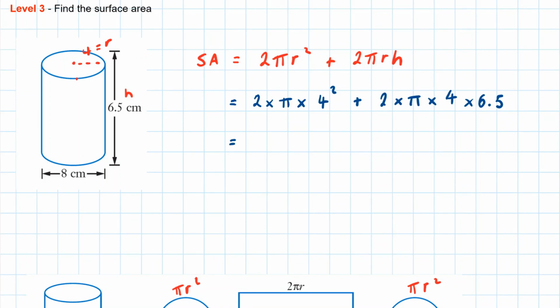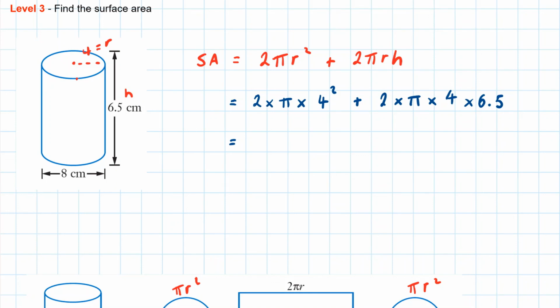Remember, if you're looking for pi, it's above the times 10 to the x button, in yellow, so you're going to press shift to get there. See if you can type this through your calculator and get the same answer that I'm about to get, hopefully. 2 times pi times 4 squared plus 2 times pi times 4 times 6.5.